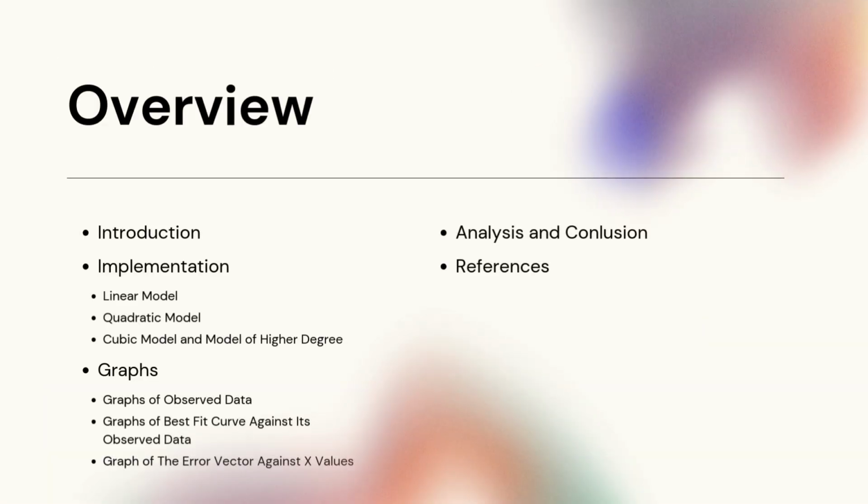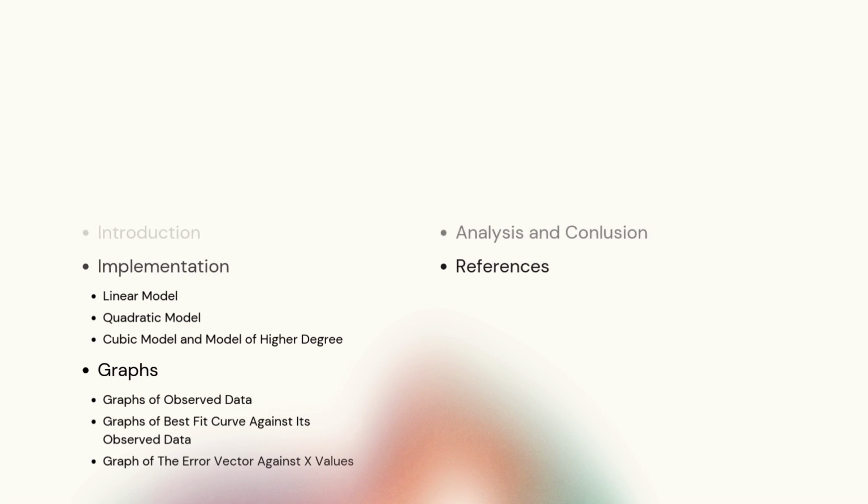The first one will be explaining the introduction. The second one is the implementation for three models, which is linear model, quadratic model, and cubic models and model of higher degree. The next one is graph. We included three graphs. The first one is graph of observed data. The second one is graph of best fit curve against its observed data. And the third one is graph of the error vector against x values. Next one is analysis and conclusion, and last one is references.